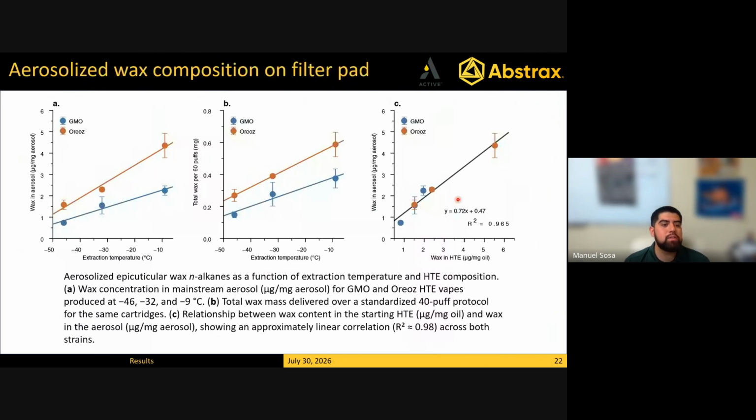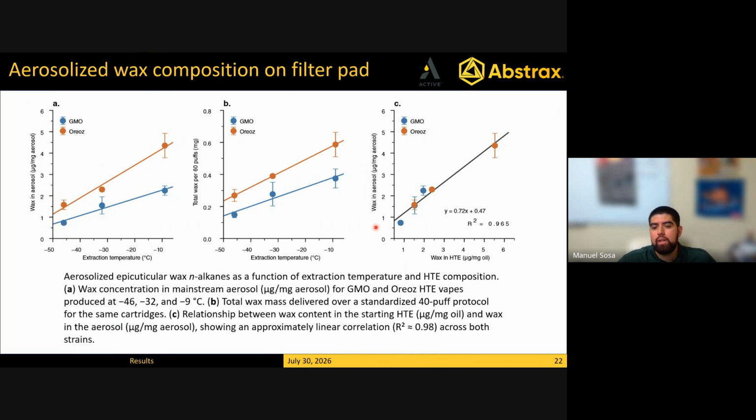And what was really interesting here is that essentially they did. So wax in the aerosol phase, so these are the collected pads, and how many of these alkanes or waxes were found in the end product. So the hotter the temperature, the more you have, and then the colder, the less, right?